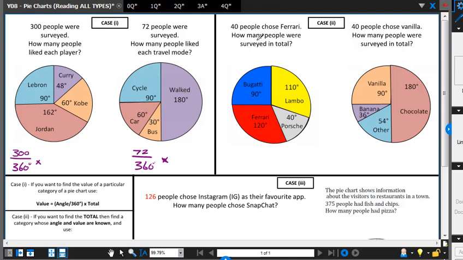40 people chose Ferrari. How many people were surveyed in total? This is exactly the same as we had. So we know that Ferrari is 40, yes. So we're going to get the value over the angle. It's probably getting boring at this stage. And then we're going to multiply that by the new angle, and it'll give us the total of each. Same thing here, 40 chose vanilla, so you're going to have 40 over 90 degrees. Multiply by each.